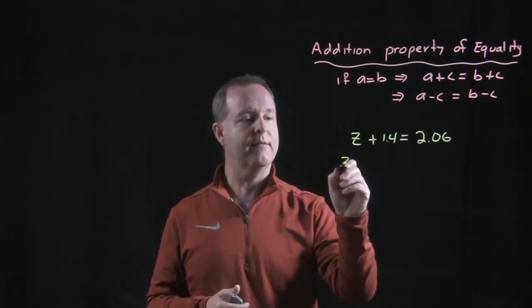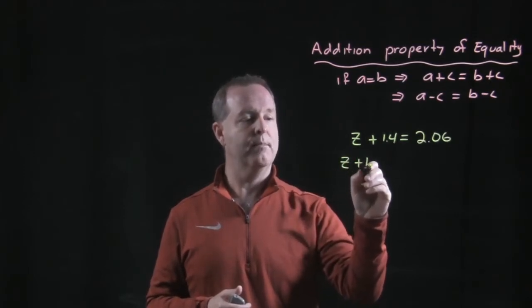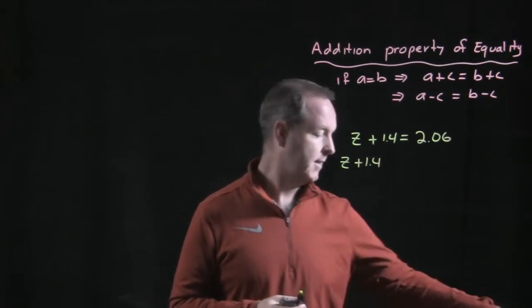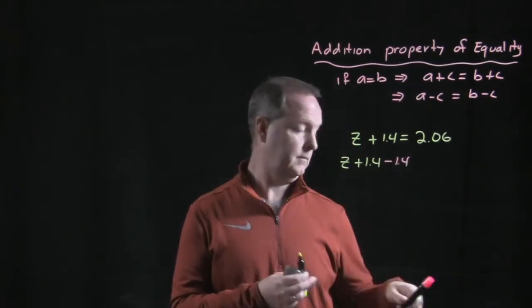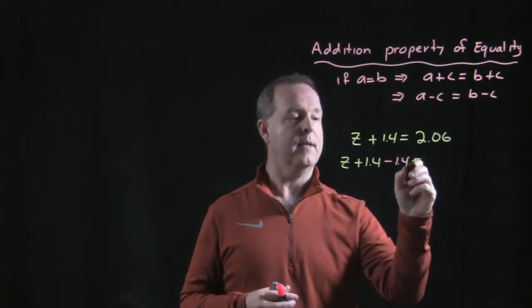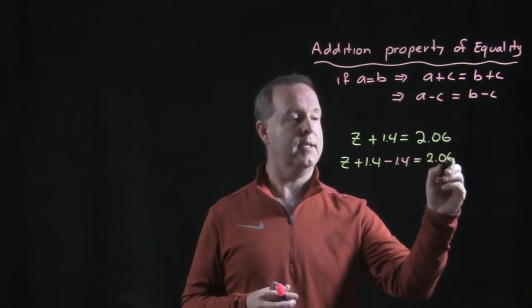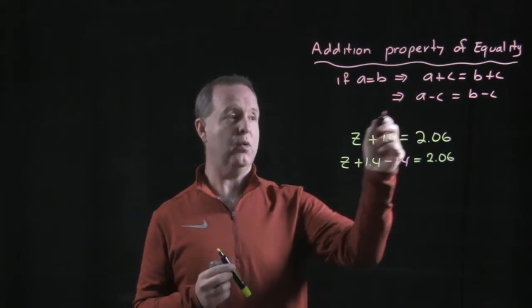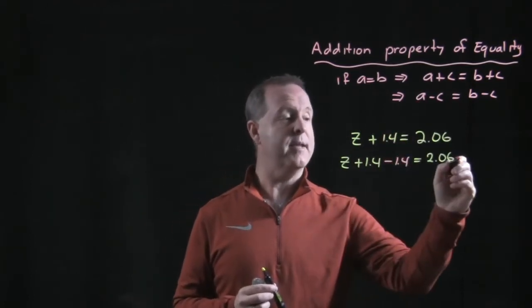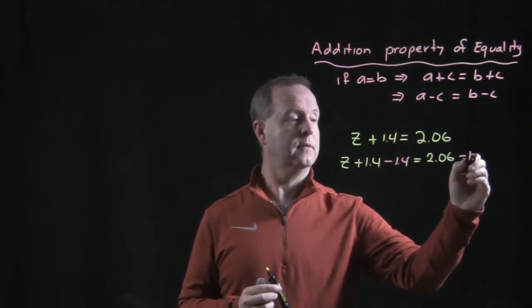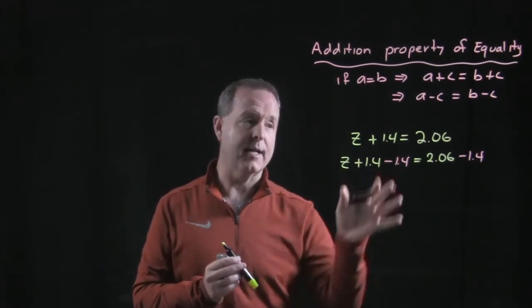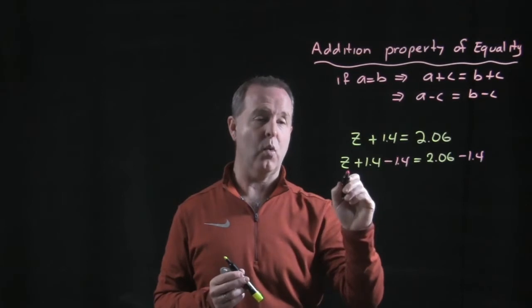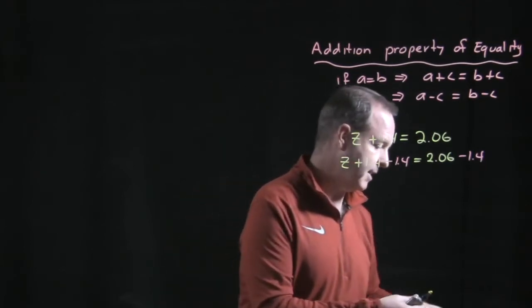So in this case, I'm going to have a Z plus 1.4 take away a 1.4 equals 2.06. And according to my rule that I discovered, I better take it away from the other side as well. Because whatever I take away from one side, I need to take away from the other side to maintain my original equality.